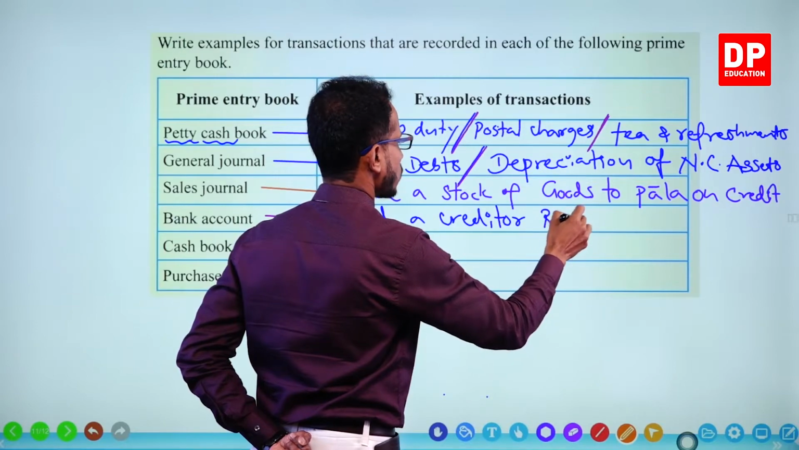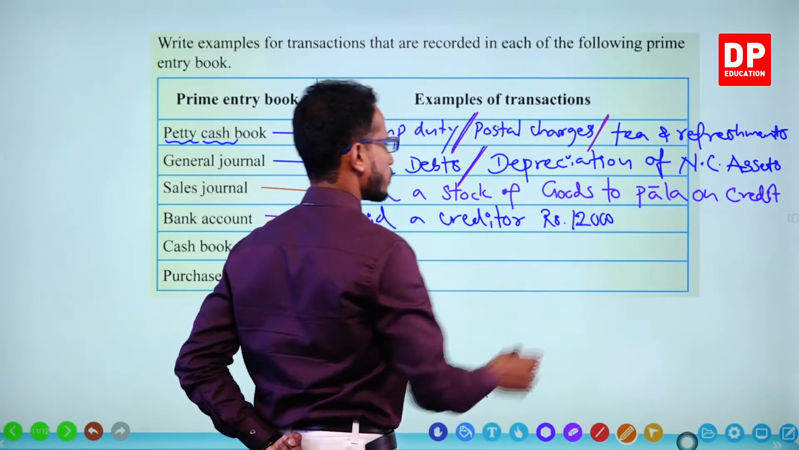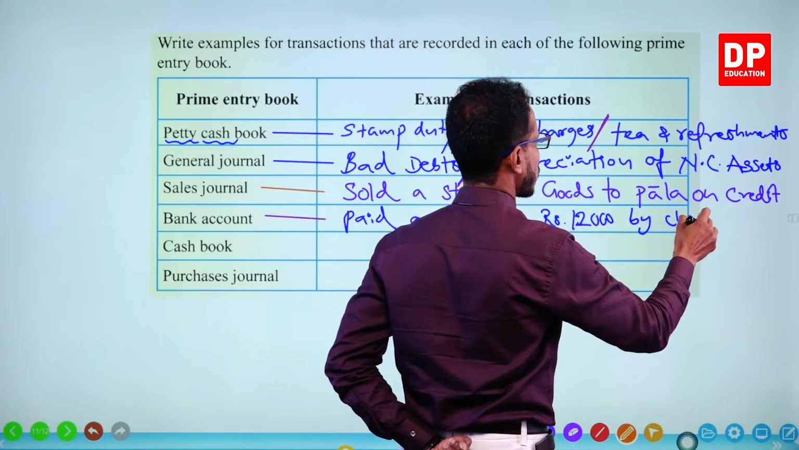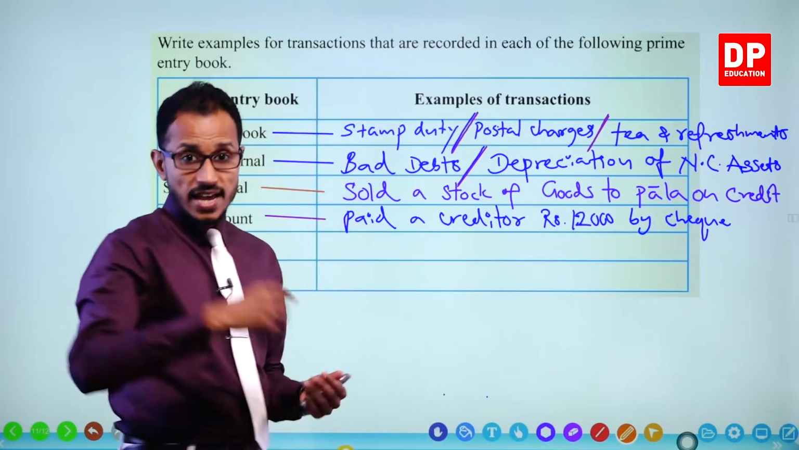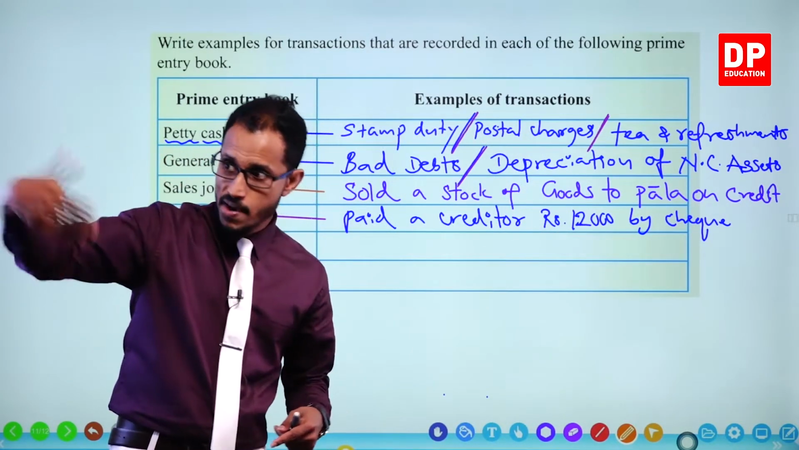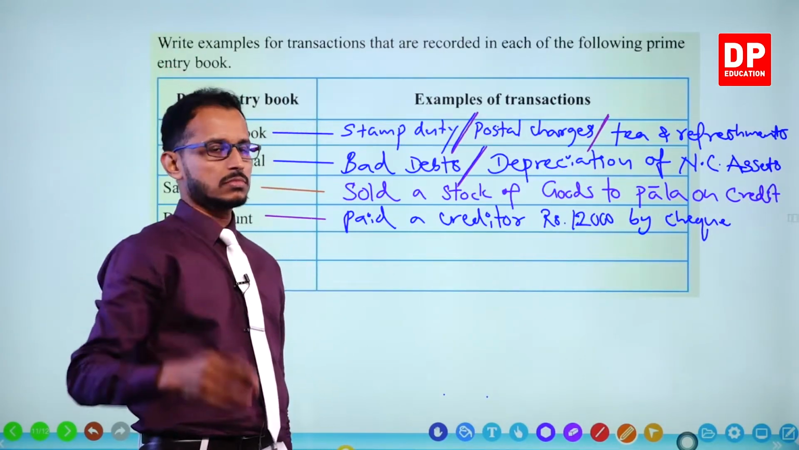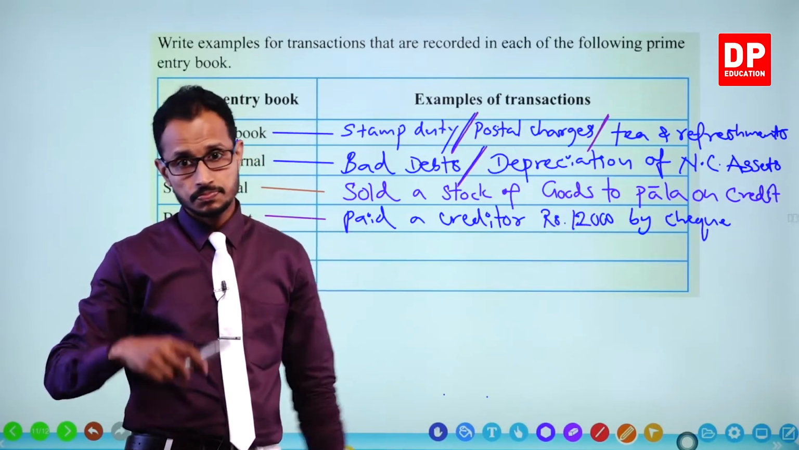Let's put an amount. Rupees 12,000 by check. There you go. Now the cash at hand, the cash in bank goes. You have paid a creditor rupees 12,000 by check.